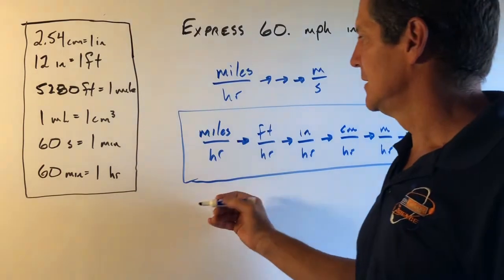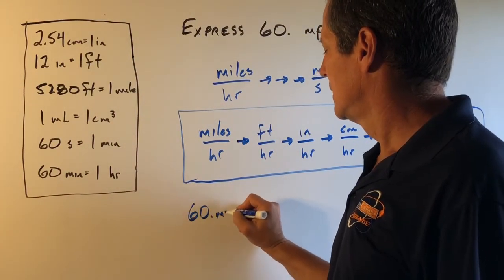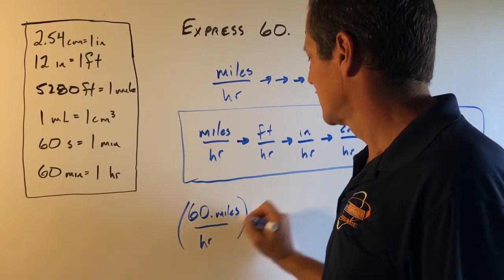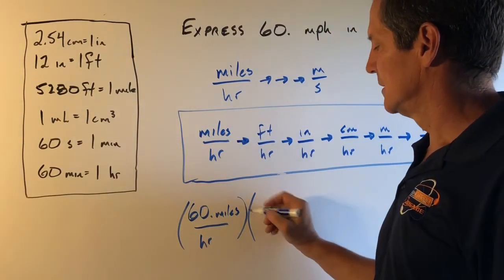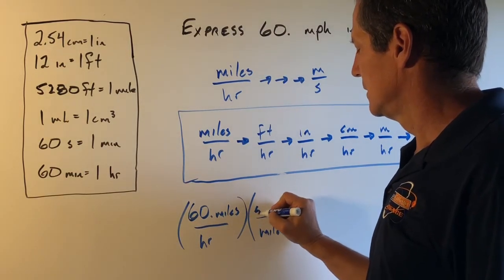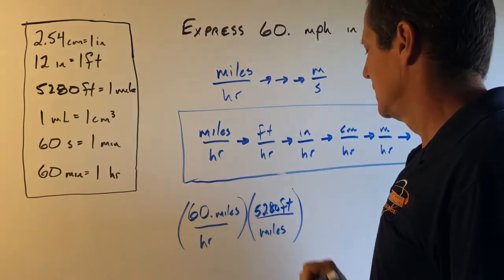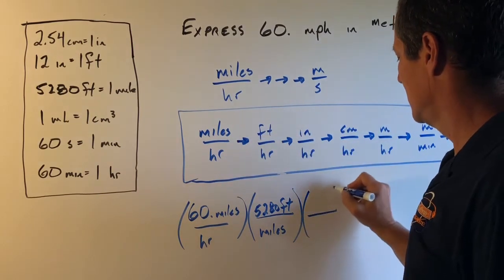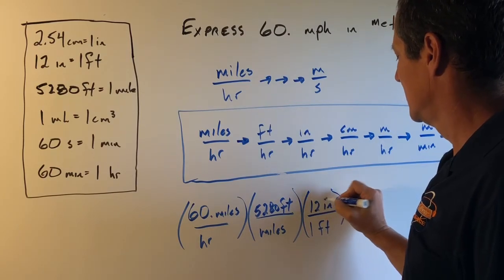Okay, the actual calculation here, I've got 60 miles per hour. To do that first conversion, just like the last example, this arrow is going to turn miles into feet. So the miles goes in the denominator, and the conversion to feet in the numerator. Next I want to go feet to inches. So again, 1 foot, denominator, 12 inches, numerator.